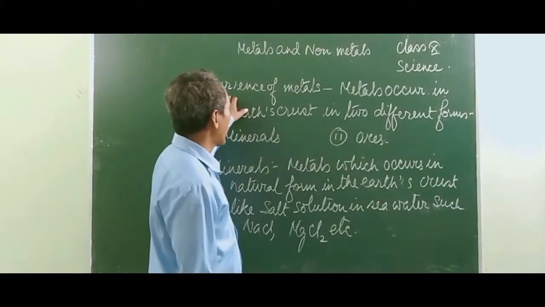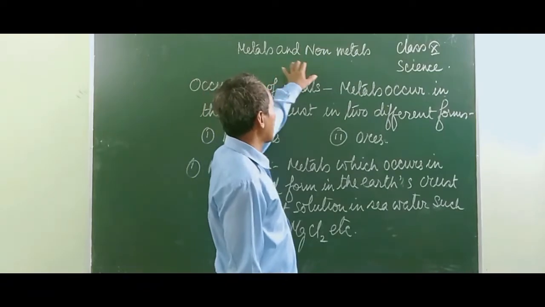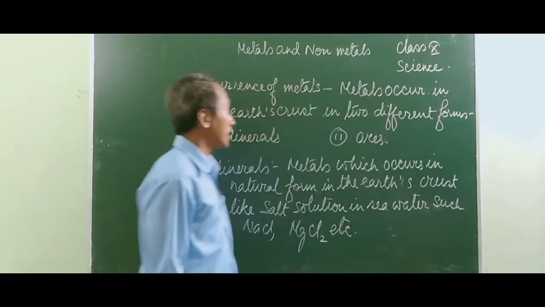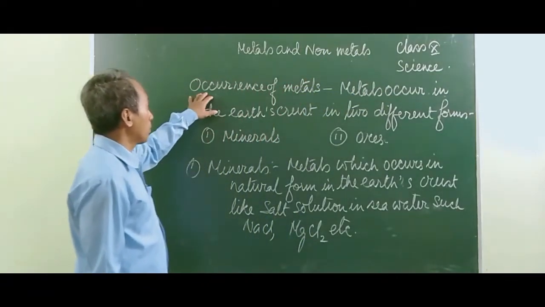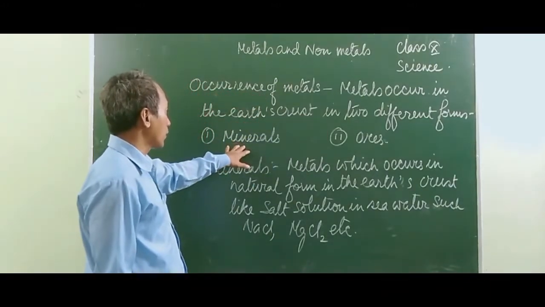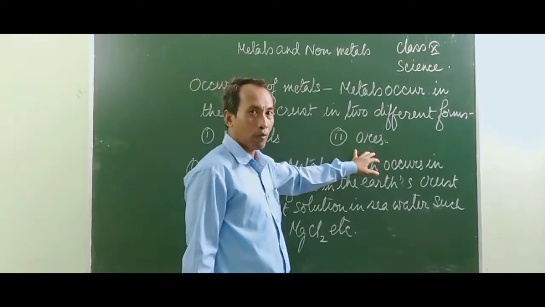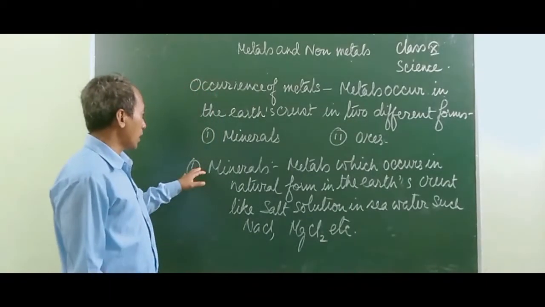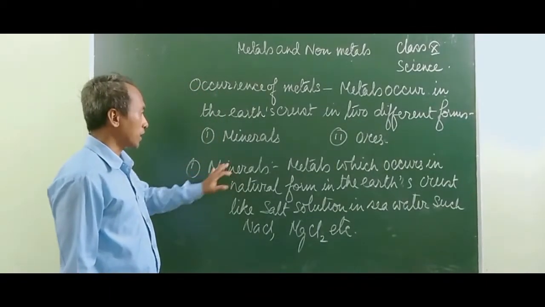We are going to study occurrence of metals in the metals and non-metals chapter of science class 10. Metal occurs in two different forms, that is in the form of minerals and in the form of ores. So we are going to study about what minerals are.